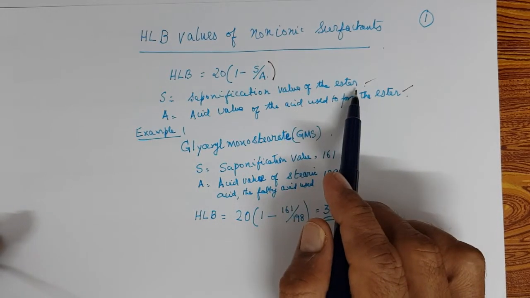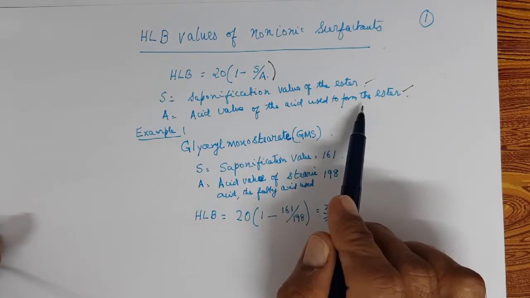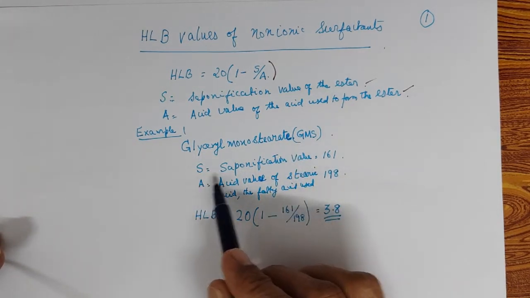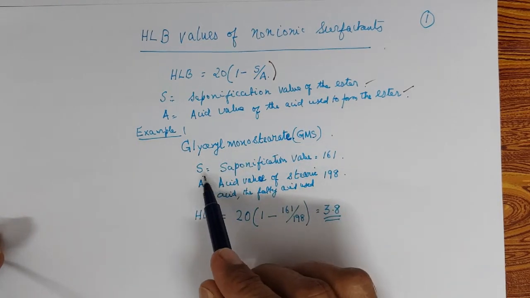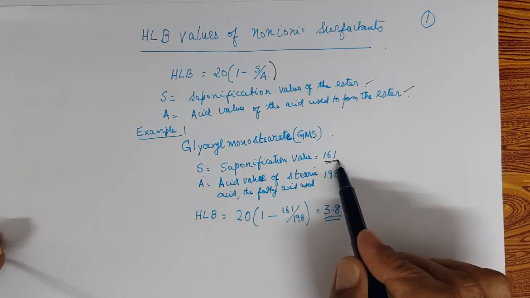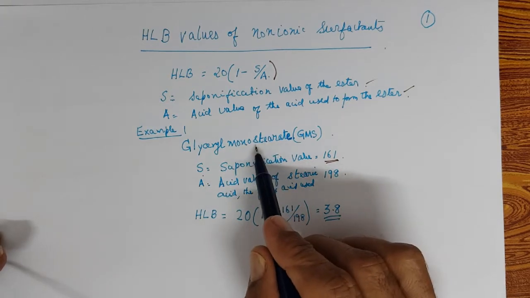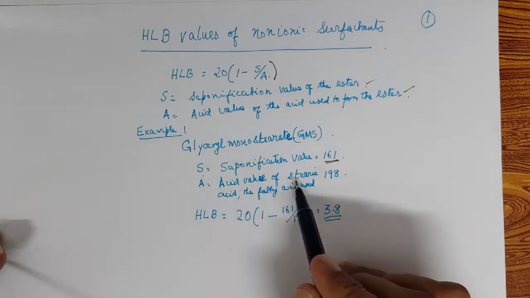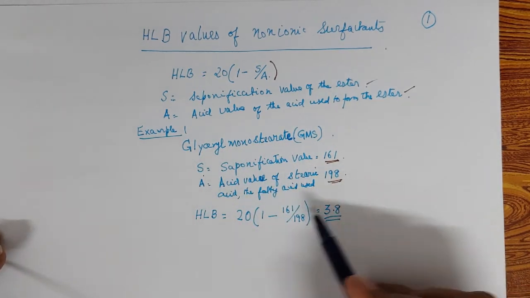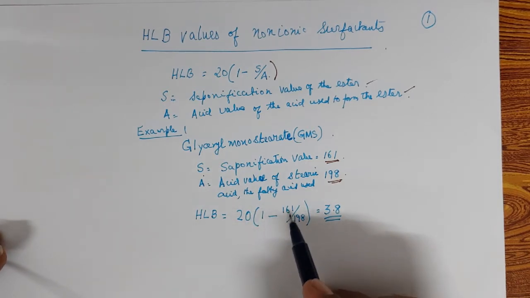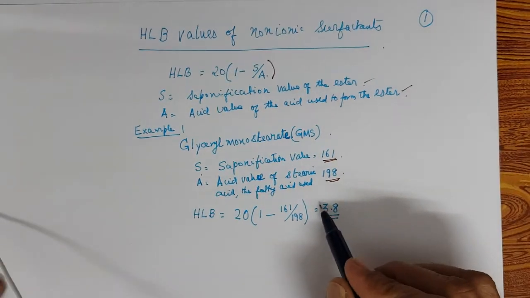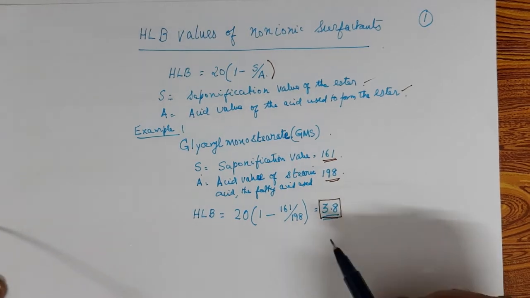Saponification value of the ester, acid value of the acid used to form the ester. Glyceryl monostearate is an ester. The saponification value of this ester is 161. What is the acid used? Stearic acid. The acid value of stearic acid, the fatty acid used to form this ester, is 198. So HLB is 20 into 1 minus 161 by 198, that is equal to 3.8. This is the HLB of glyceryl monostearate.